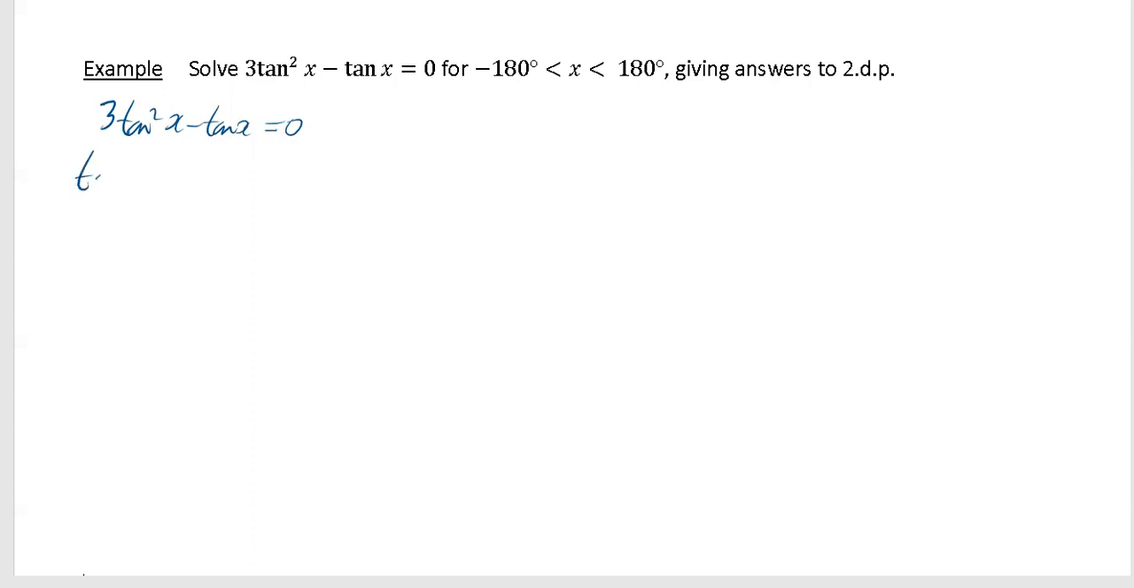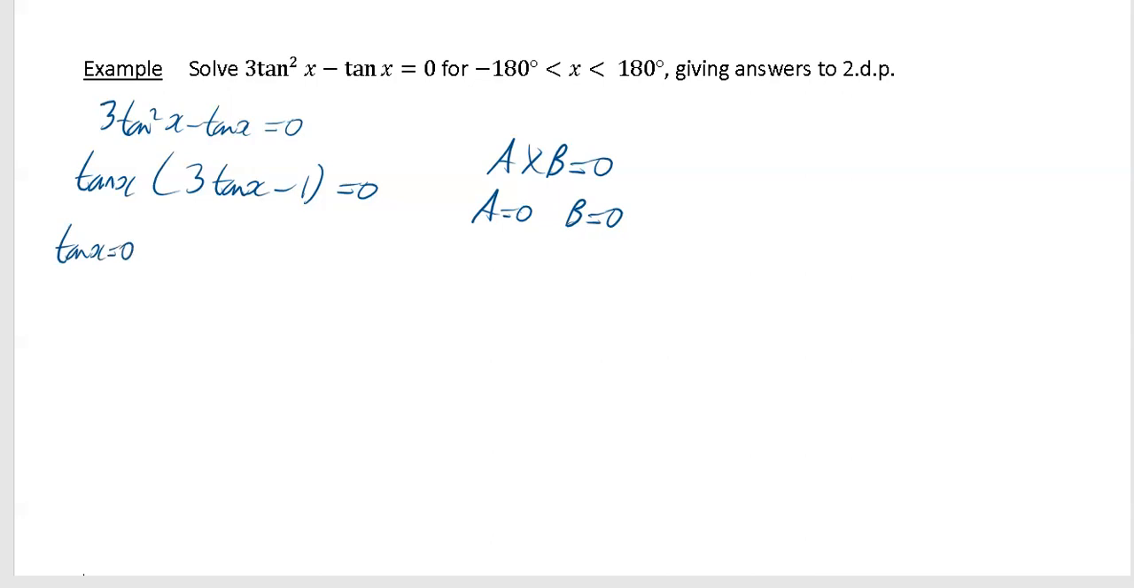I could just take a tan x outside a bracket, which leaves me 3 tan x minus 1 is equal to 0. Now you're in this nice situation in mathematics where you've got something times something else equals 0. So if you had a times b equals 0, that means a is equal to 0 or b is equal to 0. So here, tan x equals 0 or 3 tan x minus 1 is equal to 0. So we'll just sort this second one out. That means tan x is equal to, the 1 comes across and then the 3 comes across and divides. So your tan x equals 1/3.